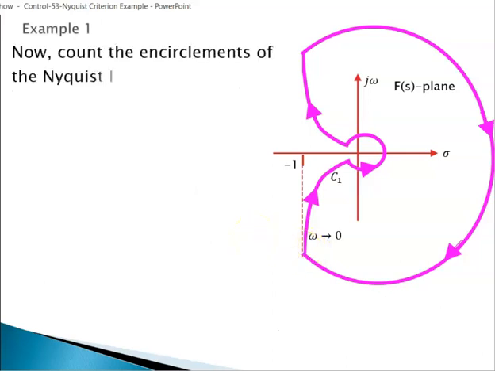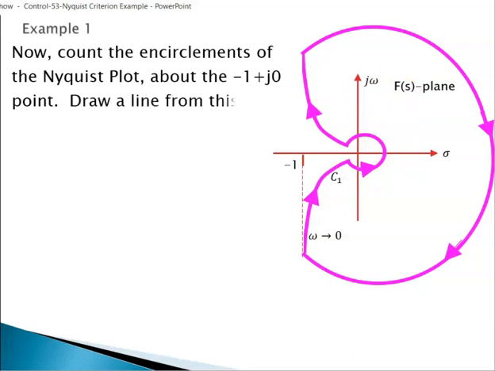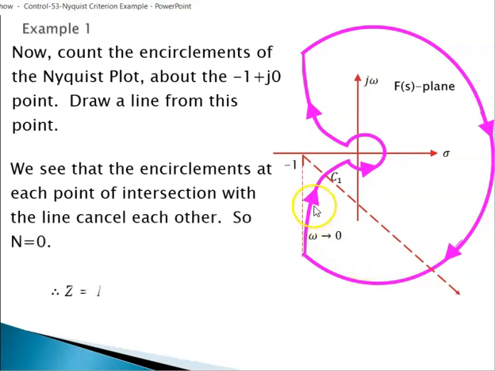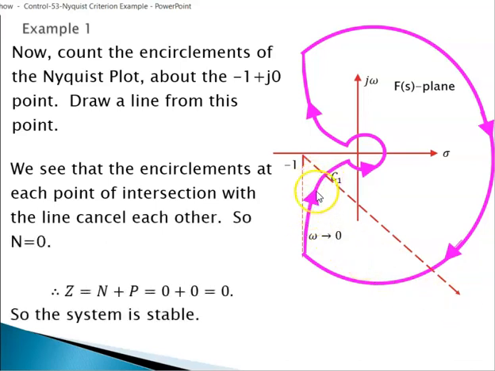Now you count the number of encirclements of this minus 1 j0 point. You draw a line from minus 1 j0. See, there is one arrow going in clockwise direction, one arrow going in counterclockwise direction. So the number of encirclements N is 0, P is 0. So Z is equal to N plus P is equal to 0. So the system is stable.